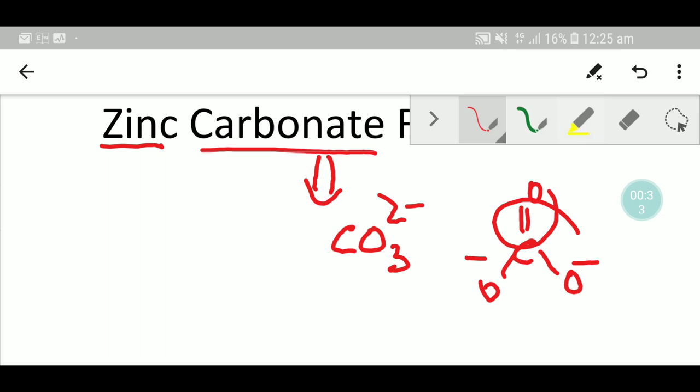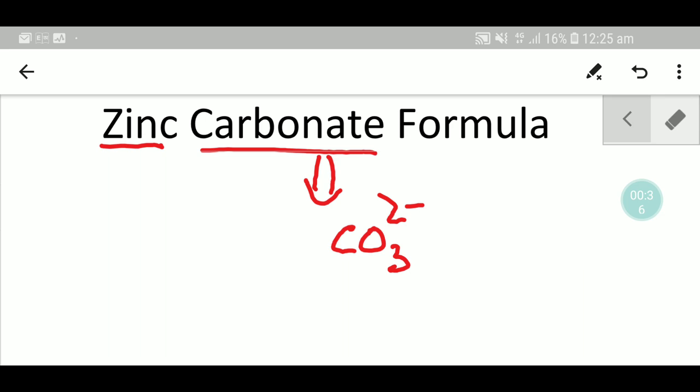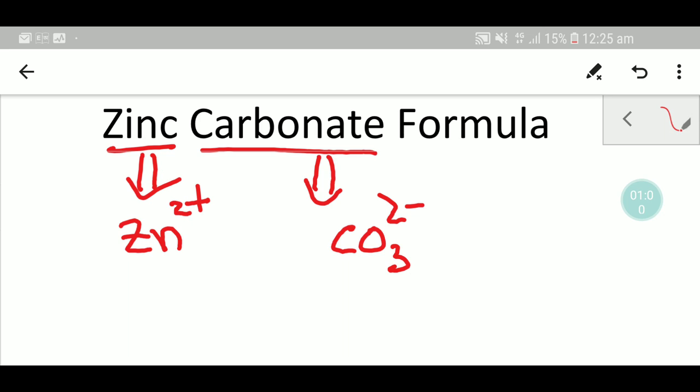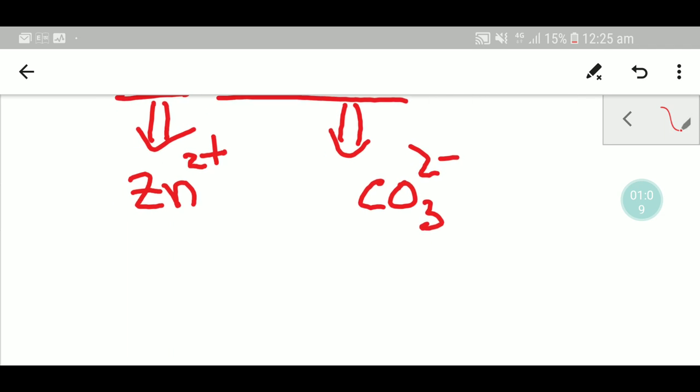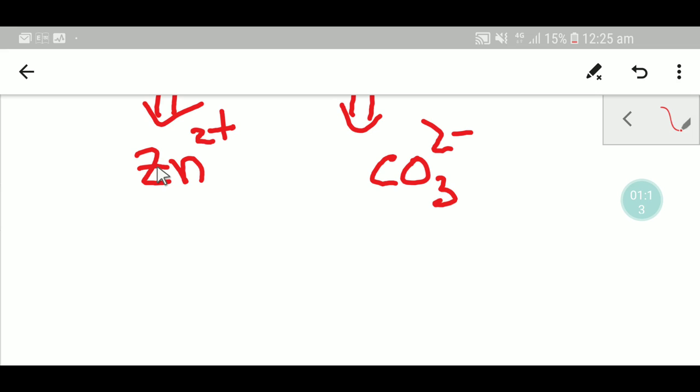However, our target is to write the formula of zinc carbonate. So here we have to write the formula of zinc, and you know that the oxidation state of zinc is 2+, that is, after releasing 2 electrons, zinc achieves the stable electronic configuration of an inert gas. However, since we have gotten 2 ions, that is the zinc ion and the carbonate ion, now we can write the formula of zinc carbonate, right?